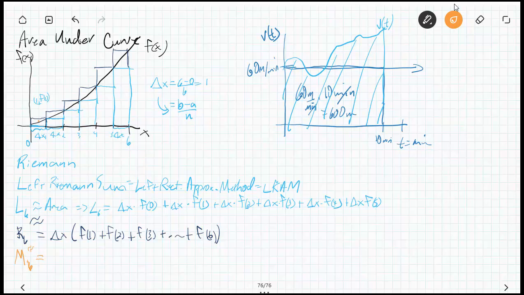You ready? Boom. What we do is we go to the middle of the subinterval, we go up to the curve, and we draw ourselves a rectangle. Middle of the subinterval, up to the curve, draw ourselves a rectangle. Middle of the interval, up to the curve.